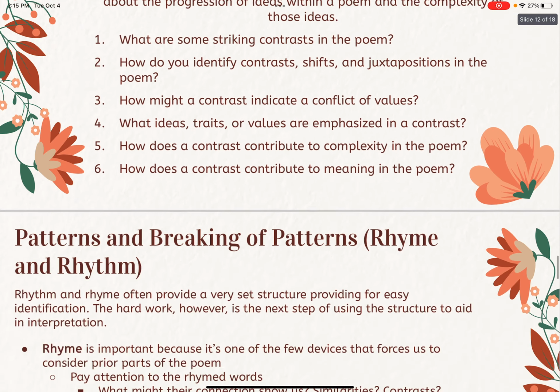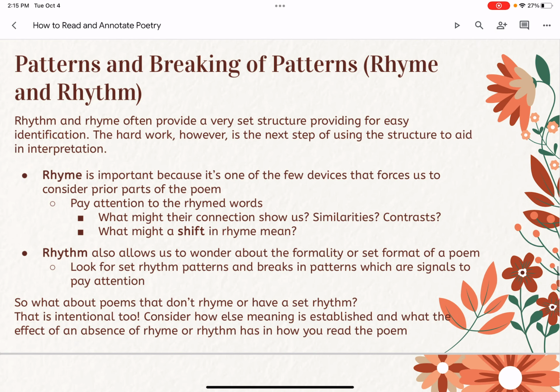So that's shifts. Now, patterns and breaking of patterns, rhyme and rhythm. Rhythm and rhyme often provide a variety of set structure, which is great for easy identification. The hard work, however, is using the structure that you identify to aid in your interpretation and to aid in your analysis. So same thing. I can see that these lines rhyme. Now why? Why did the author rhyme those lines, right?